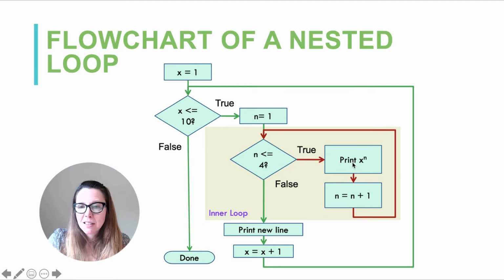We're going to print x to the n, increase n by 1, and stay within the loop as long as n is less than or equal to 4. Then we are going to print a new line, increase x by 1, and return to that outer loop.